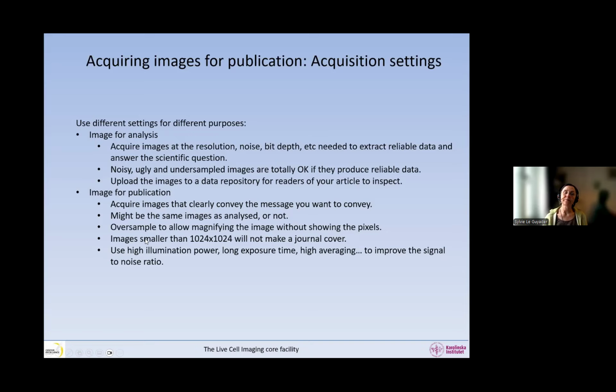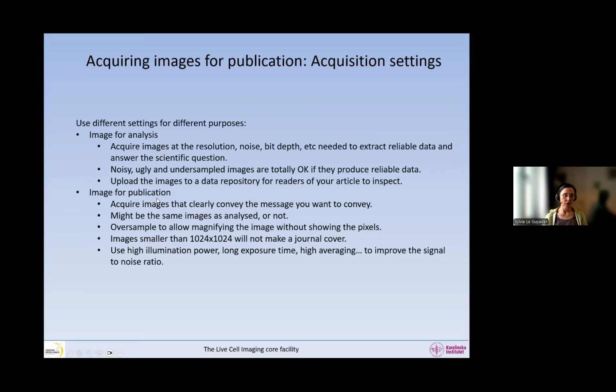So you can oversample in that case to allow magnifying the image afterwards without showing the pixels. And this is if your image would go on the cover, for example, or at the time when you make your figure, it might be quite a lot after you have acquired the images and you don't want to end up with images that you show, like if you show an inset, for example, and you see lots of pixels. I mean, it's fine to see the pixels because the images are anyway pixelated, so there should be some pixels.